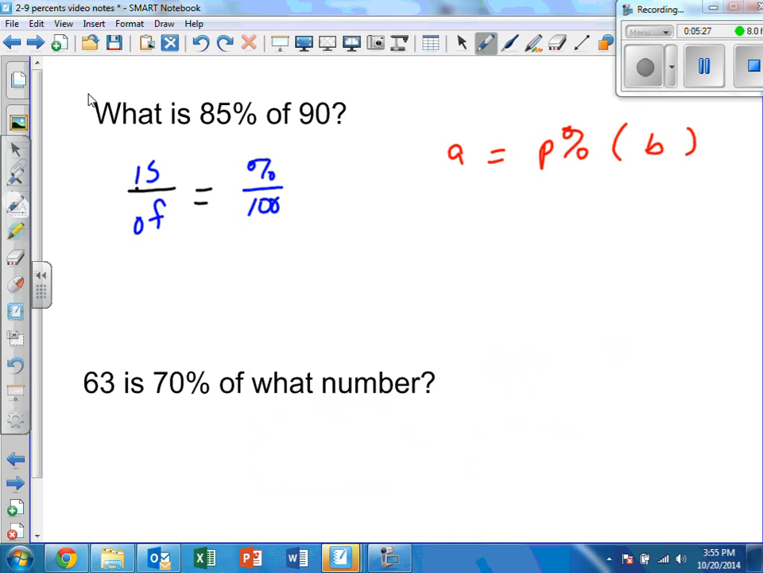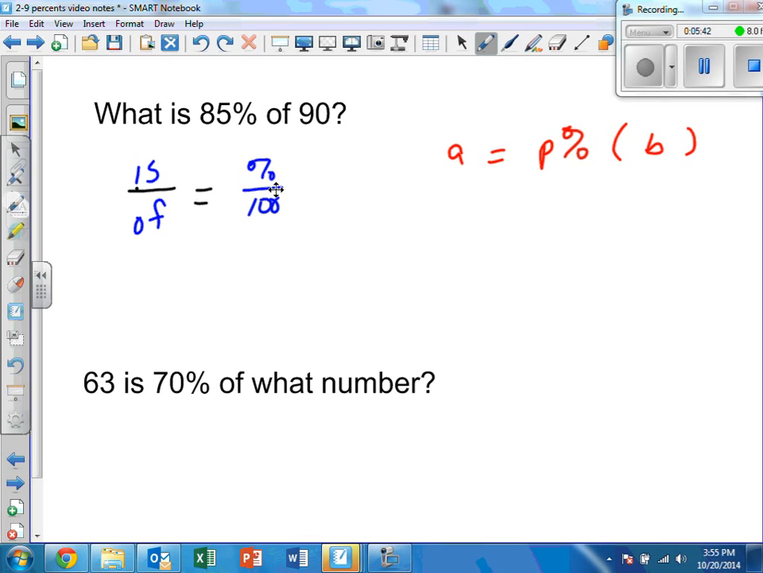Let's try another one. You try this. What is 85% of 90? If you'd like to pause the video for a second to see if you can try this on your own, go ahead. I'm going to continue on. So pause it if you want to.